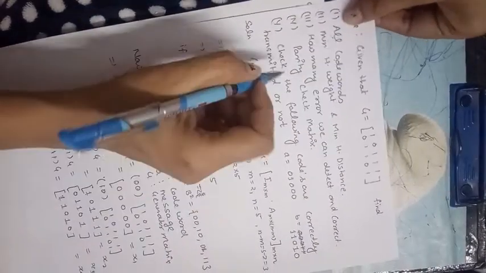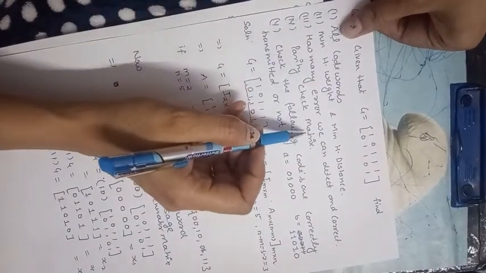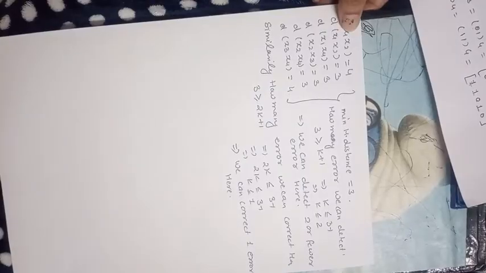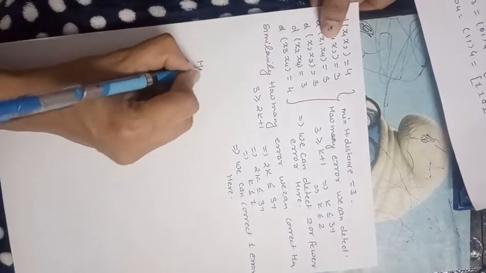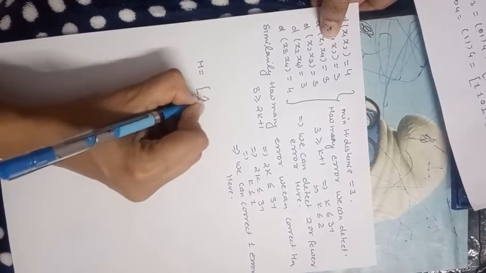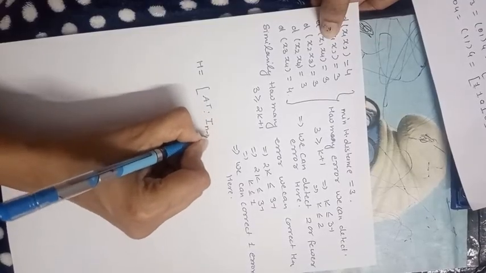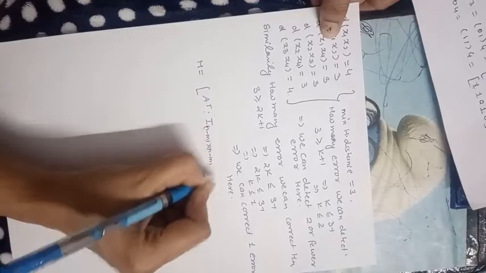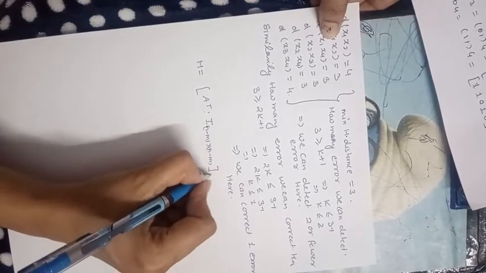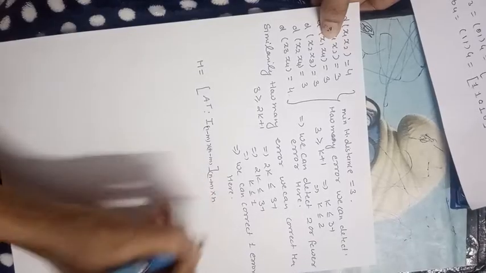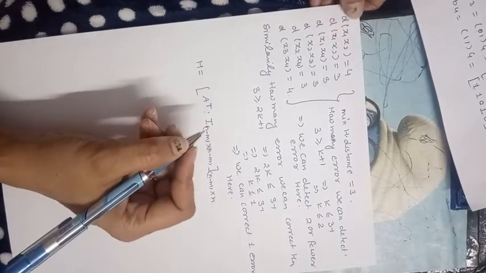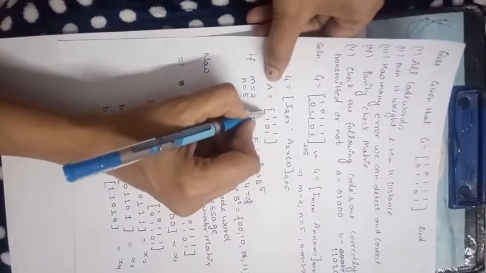Now next question is to find the parity check matrix based on this generator matrix. Parity check matrix H is defined as A transpose and an identity matrix whose dimension should be n minus m cross n minus m, and the dimension of the parity check matrix should be n minus m cross n, where A is defined as in the generator matrix, which you calculated earlier. This A is given here. Write down this.